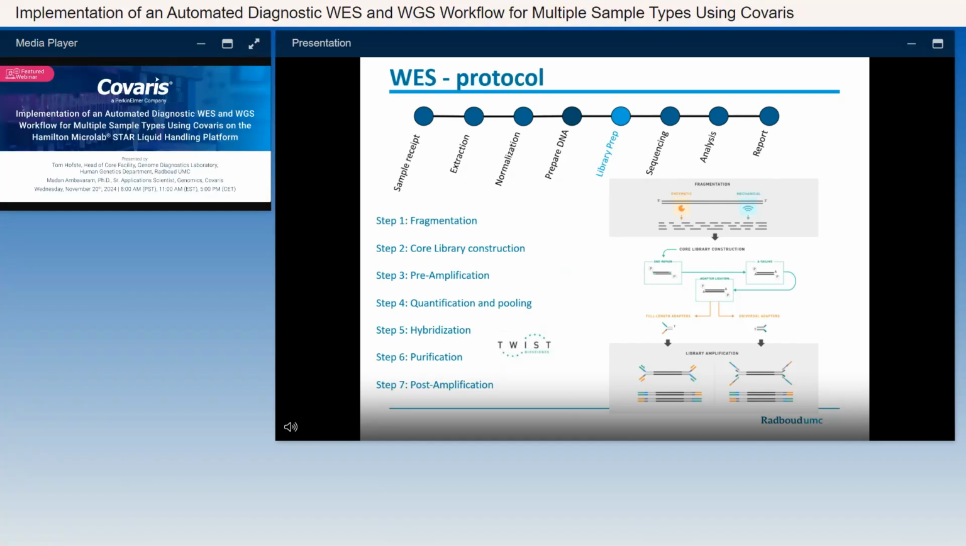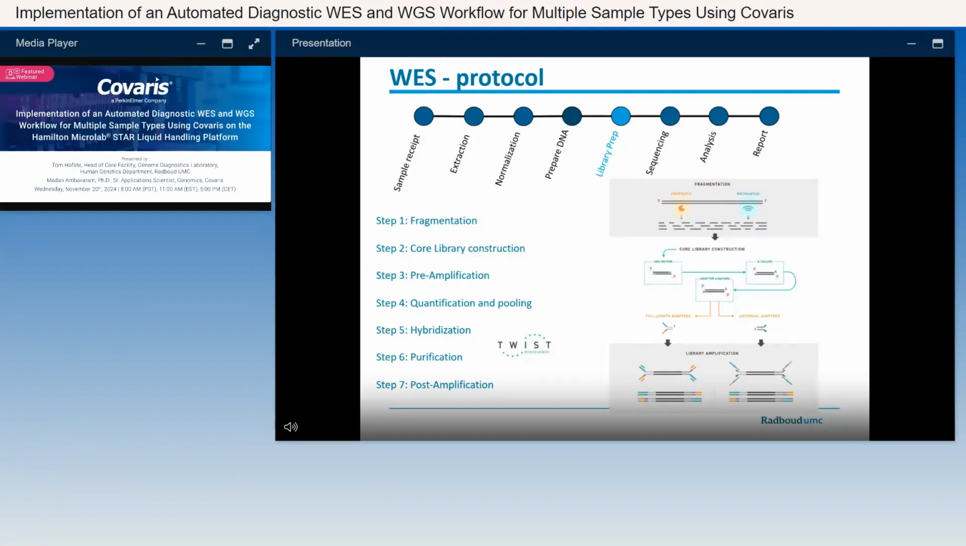What does the protocol of the library prep look like? The fragmentation is already done by the Covaris, so this step is not performed in this station. So we start in the morning directly with the core library construction. We start with the end repair ligation, and afterwards the PCR pre-amplification for indexing. Directly afterwards, we also start with the quantification on the liquid handler, and it will automatically pool the 8-plex.